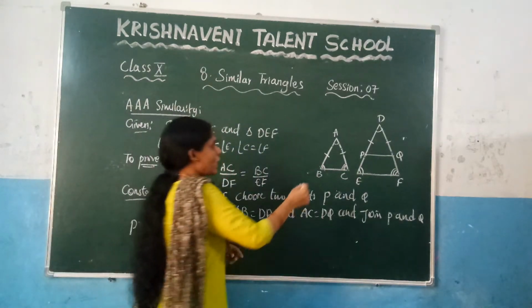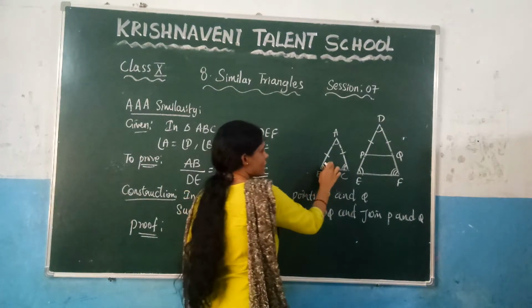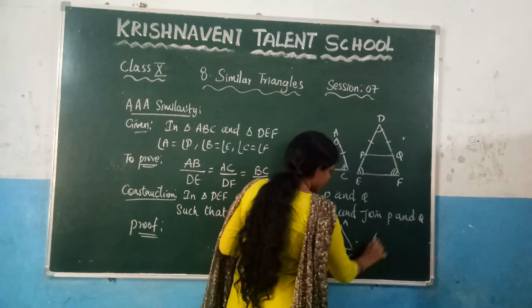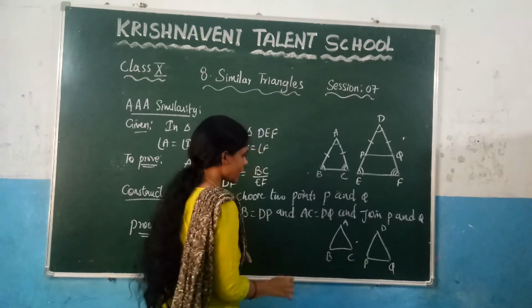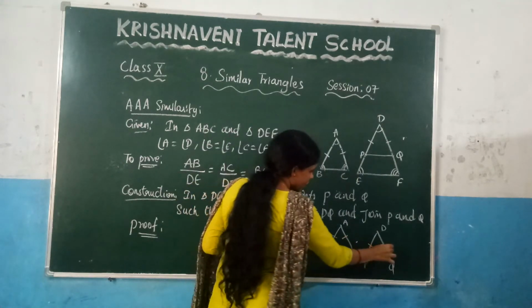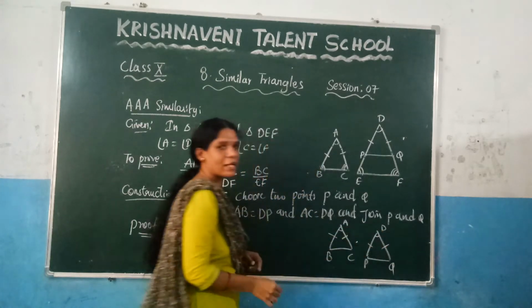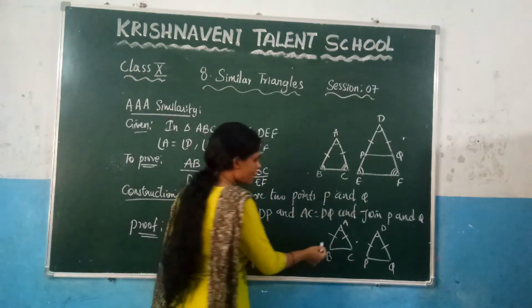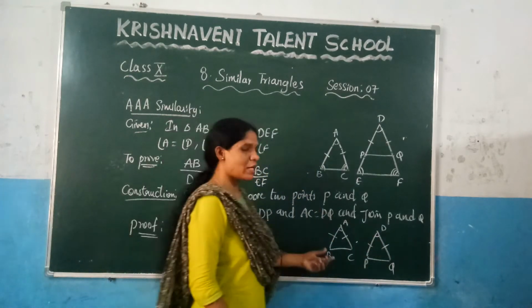And you know that here angle A is equal to angle D. Now if you consider these 2 triangles, triangle ABC and triangle DPQ, by our construction AB is equal to DP and similarly AC is equal to DQ. But in the question they have given here angle A is equal to angle D. It is given here angle A is equal to angle D. Now here by SAS criterion we can say that these 2 triangles are congruent.